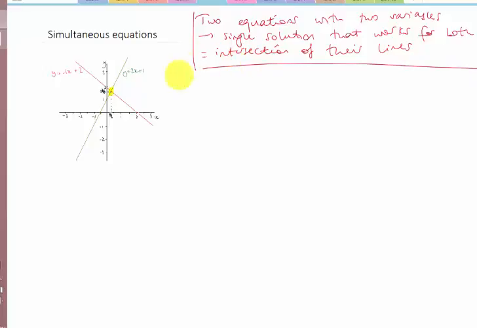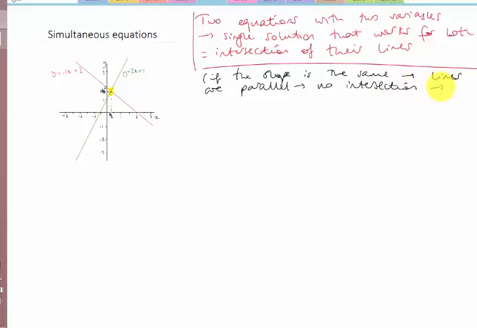And of course this is only true if the lines are not parallel, because if they are, then that doesn't work. So if the slope is the same, the lines are parallel, so that means there's no intersection and no solution that works for both.